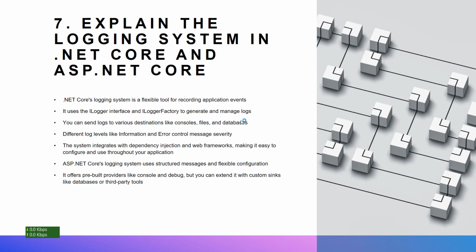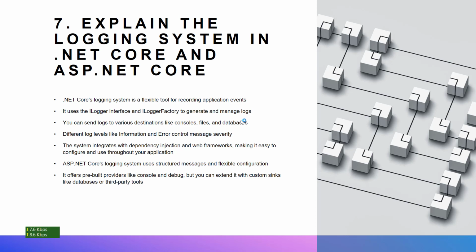Explain the logging system in the .NET Core and ASP.NET Core application. Logging is a very important part where we need to see what's going on with the application, what happened once it crashed, or what happened once we are not getting the desired result, or in other words we want to get information about how our application is behaving.